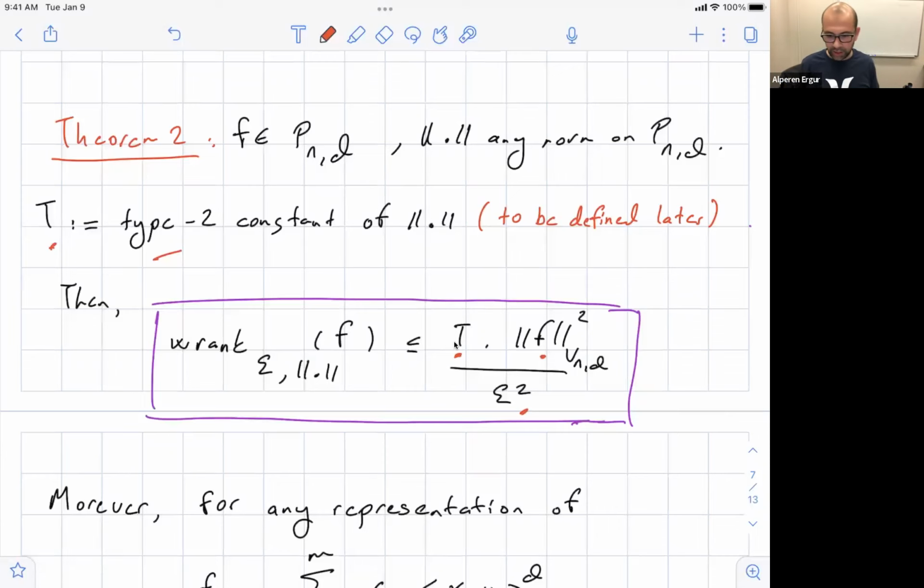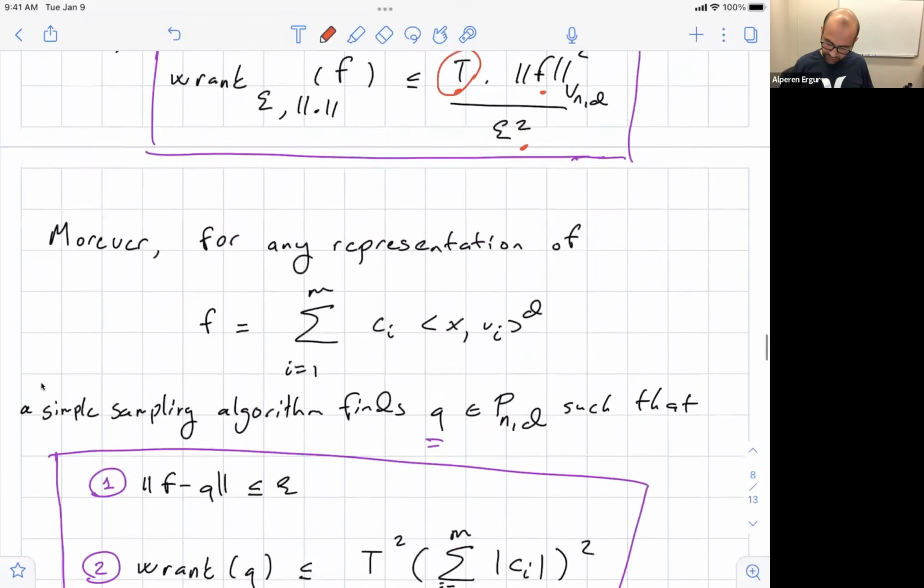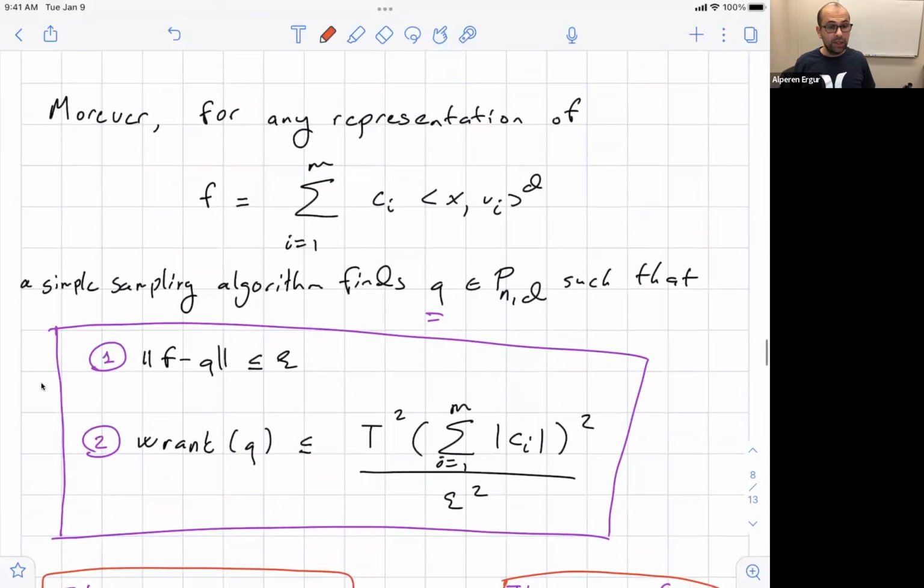And since you are measuring the distance with respect to some norm, you would expect the statement should change. And the only part that changes is this type 2 constant of the norm, which we can define later, doesn't really matter. Okay. All right. I'm going to try to tell you a little bit about the ideas behind the type 2 constant. So that's what matters. And this representation can be computed as follows.